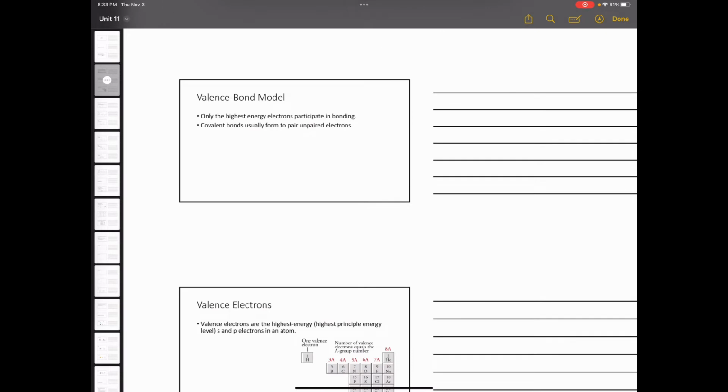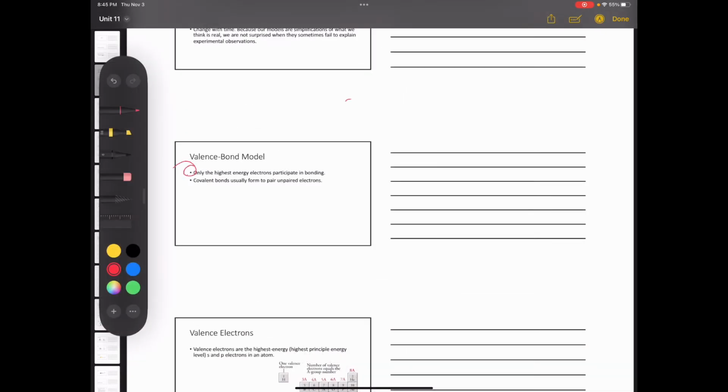So when it comes to the valence bond model, the valence bond model or valence bond theory is based on two main assumptions. Number one, in bond formation, only the electrons with the highest energy will participate in the bond formation.